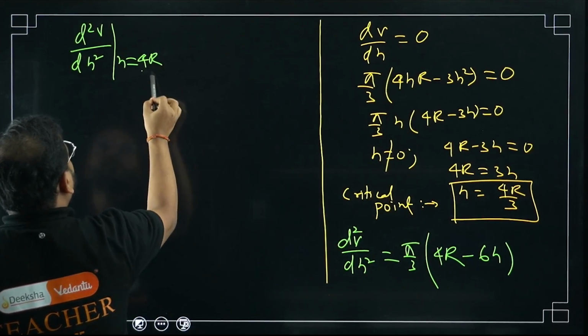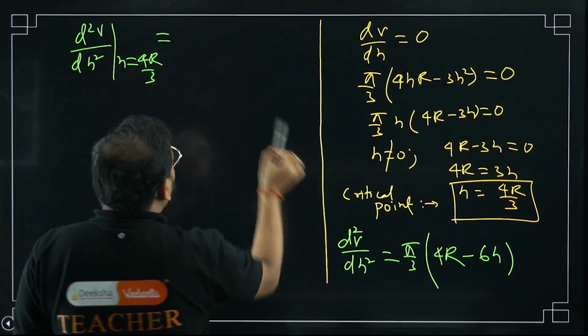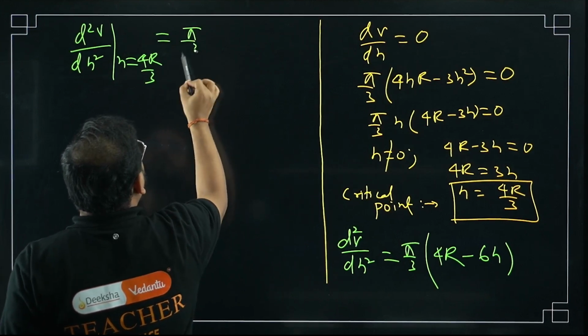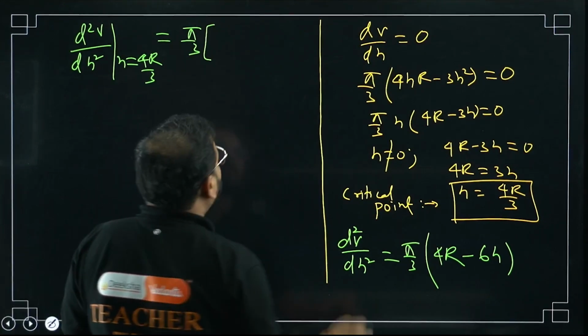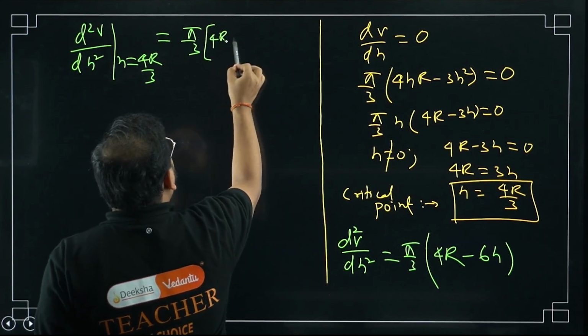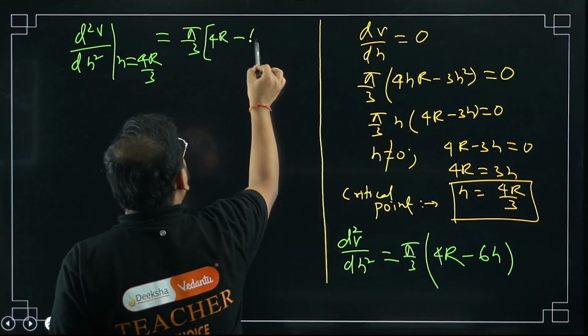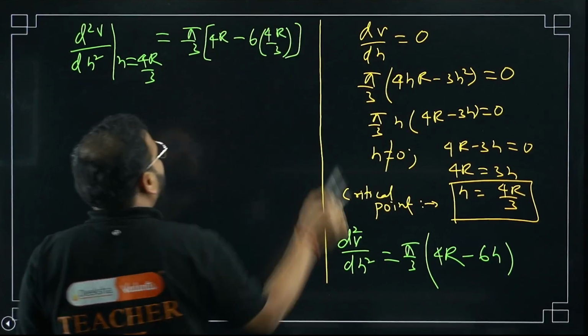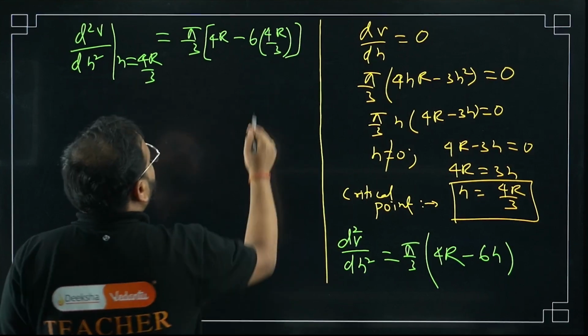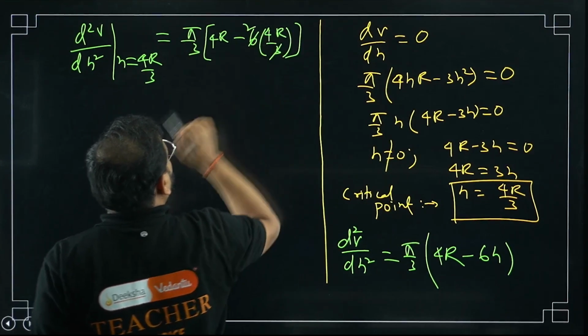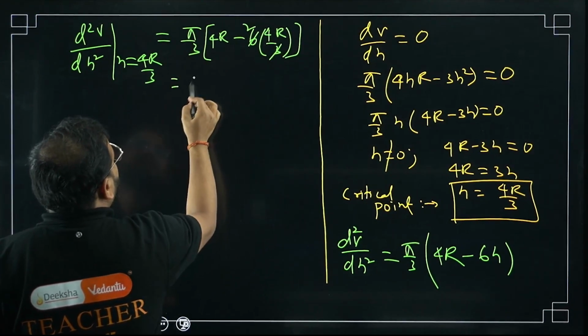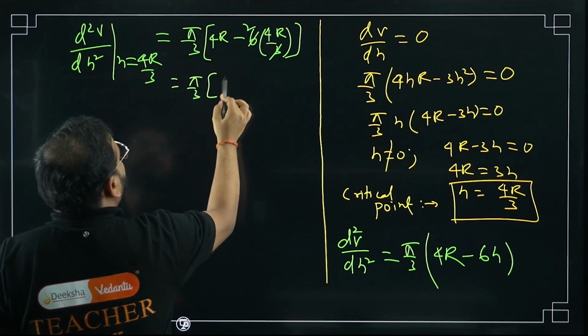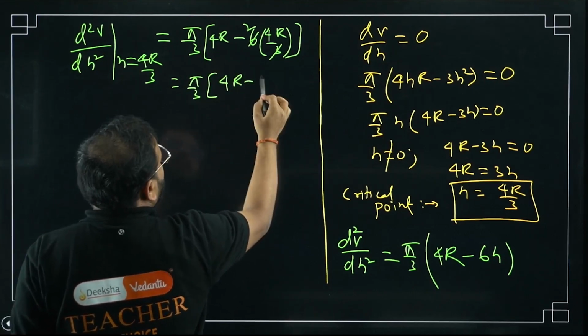Please check 4r by 3. Pi by 3 is a constant which is outside, no problem whatsoever. What about this? 4r is also as it is. What about inside? Please check. 6 times of 4r by 3, right? What am I getting? Please check. How much is that? 2. So I'm getting here pi by 3 into 4r minus 8r.